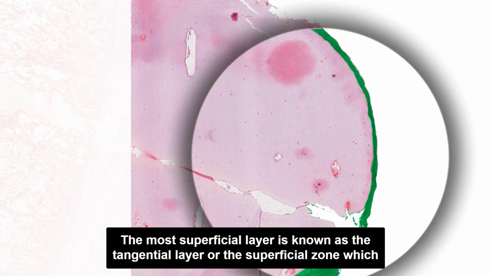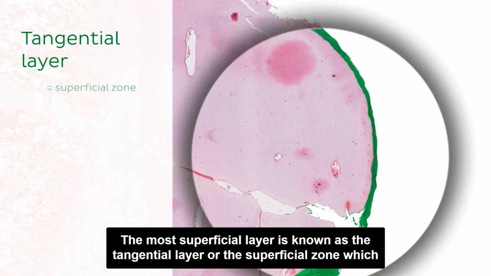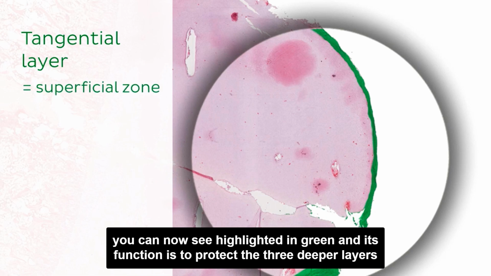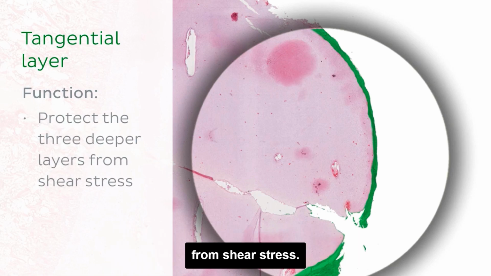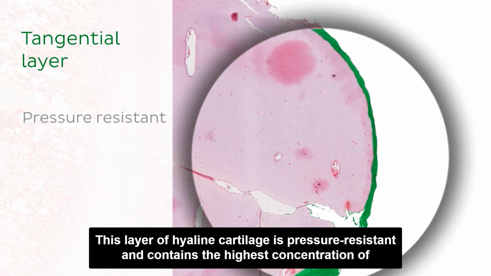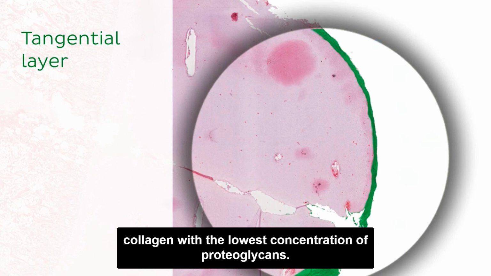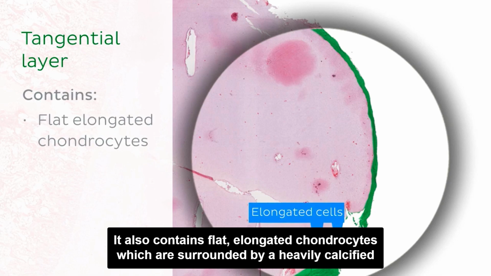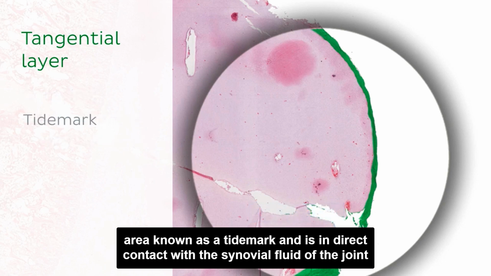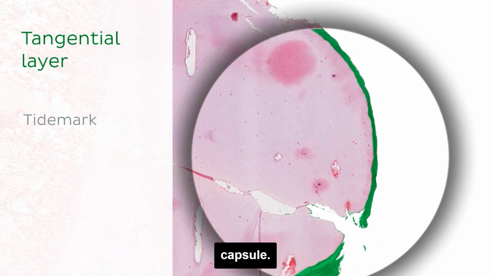The most superficial layer is known as the tangential layer or the superficial zone, which you can now see highlighted in green. And its function is to protect the 3 deeper layers from shear stress. This layer of hyaline cartilage is pressure resistant and contains the highest concentration of collagen with the lowest concentration of proteoglycans. It also contains flat, elongated chondrocytes, which are surrounded by a heavily calcified area known as a tide mark, and is in direct contact with the synovial fluid of the joint capsule.